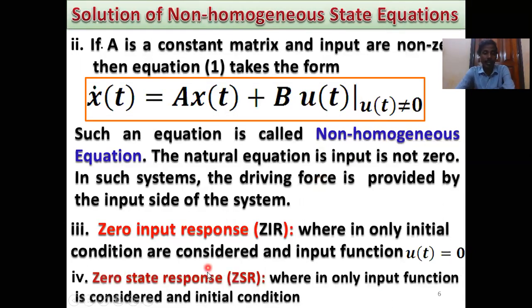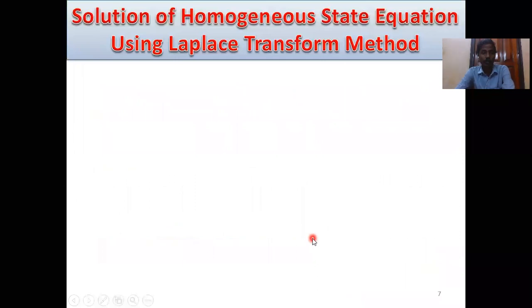And what is zero state response? Here only the input function is considered and the initial condition is 0. That means x of 0 equals 0, u of t not equal to 0. In this case, u of t is not equal to 0 but x of 0 equals 0, and this type of response is called zero state response.